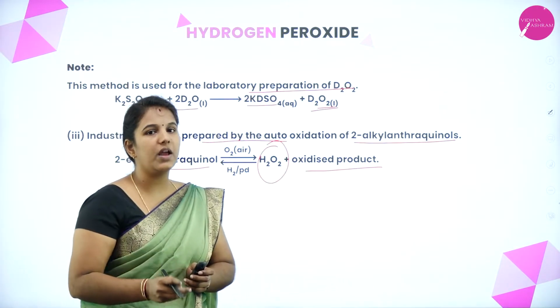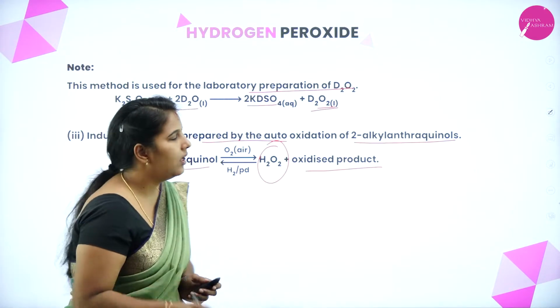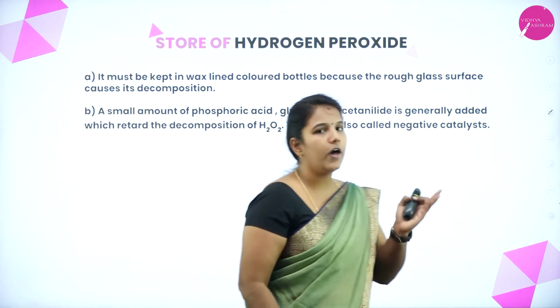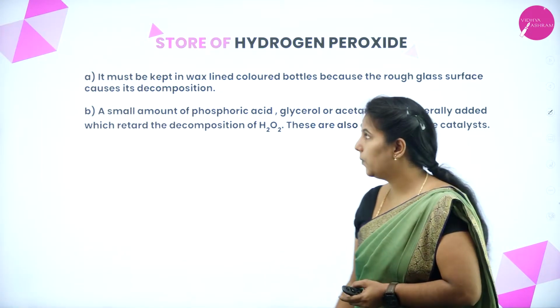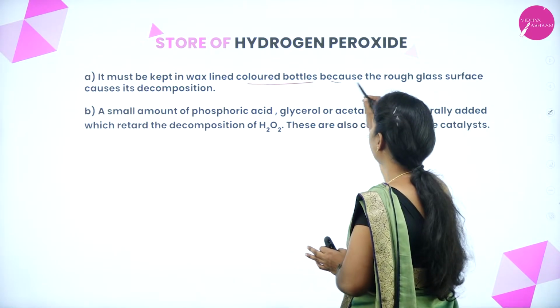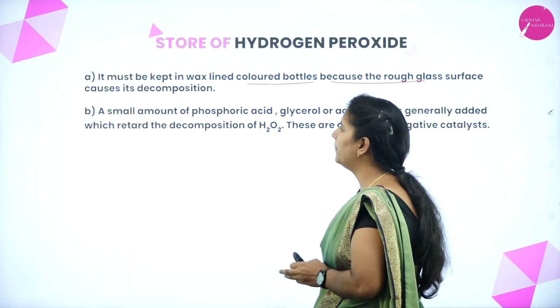In the one method we are preparing the deuterium oxide. In the second method we are preparing the hydrogen peroxide. Next is storage of hydrogen peroxide. It must be kept in a wax-lined colored bottle because the rough glass surface causes its decomposition.